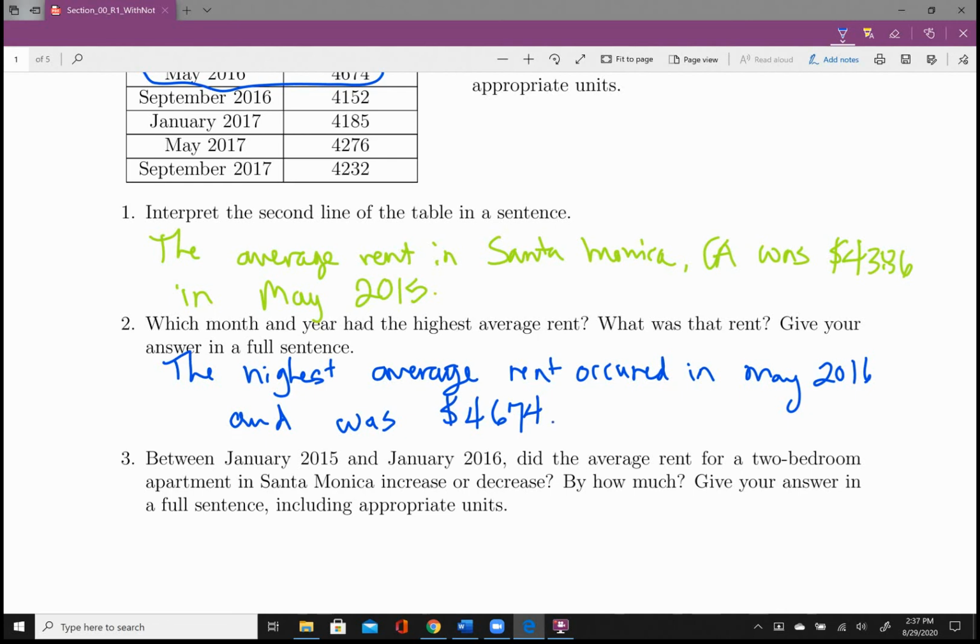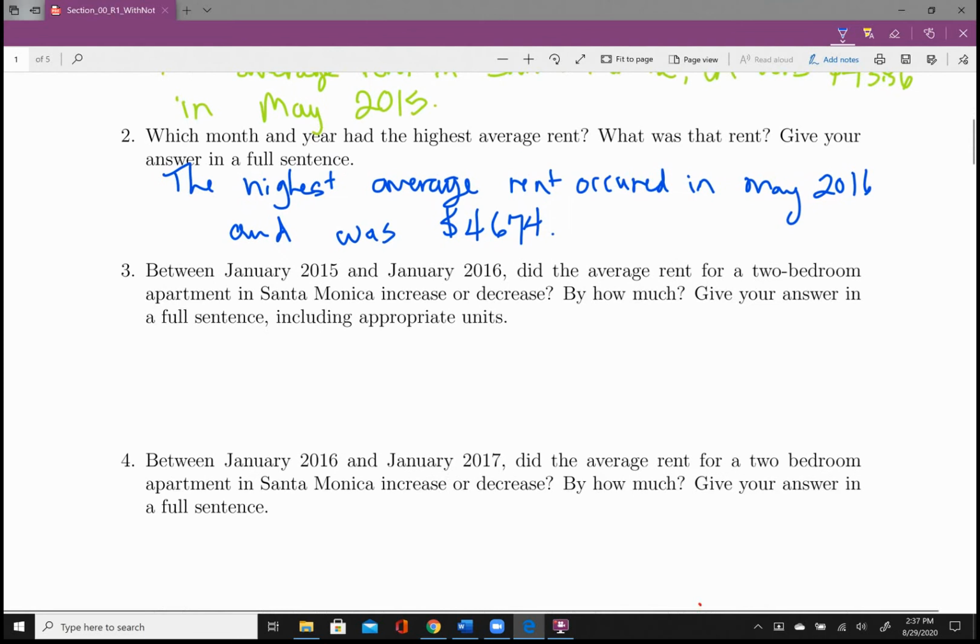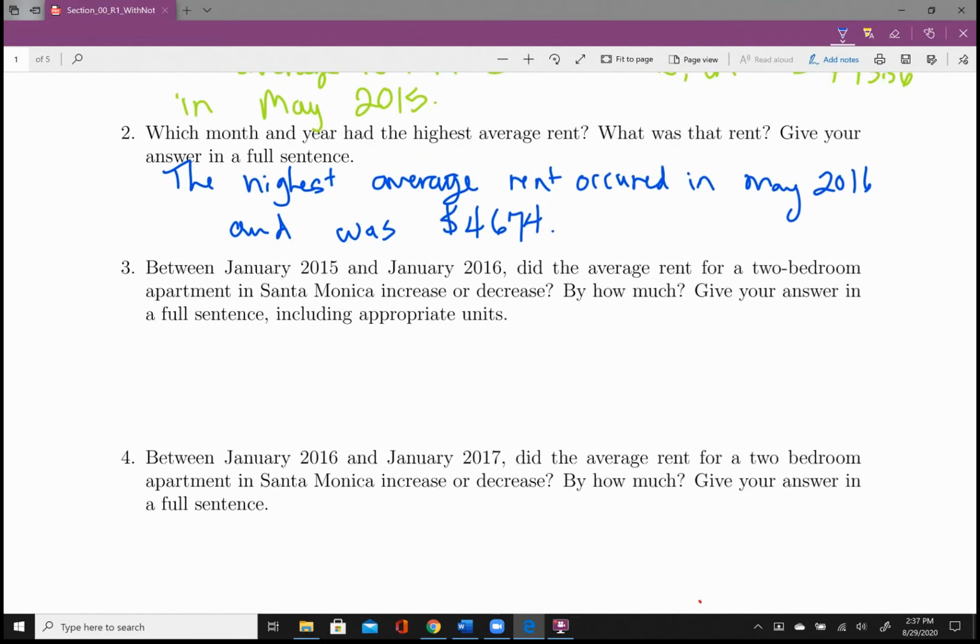Remember, folks, we're not trying to reinvent the wheel or do more than what's being asked. Just answer the question in a full, complete sentence and move on with your life. Let's do number 3 together. Between January 2015 and January 2016, did the average rent for a two-bedroom apartment in Santa Monica increase or decrease? By how much? Give your answer, of course, in a full sentence with appropriate units.